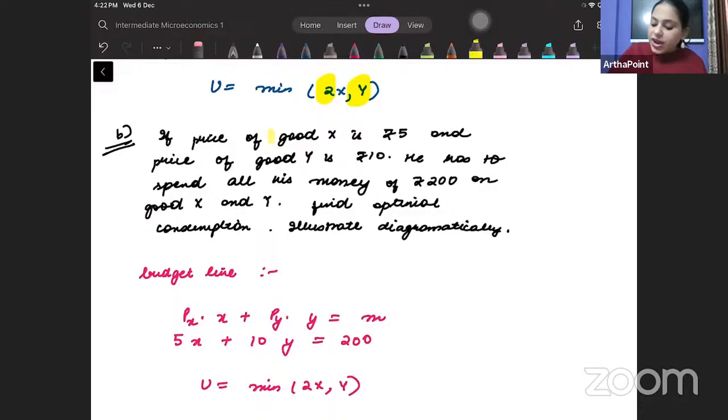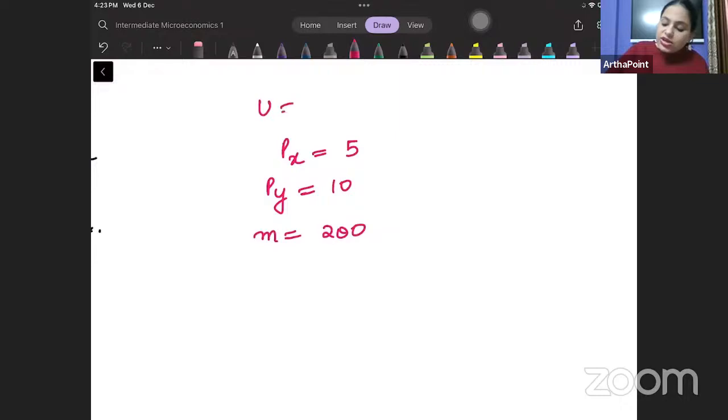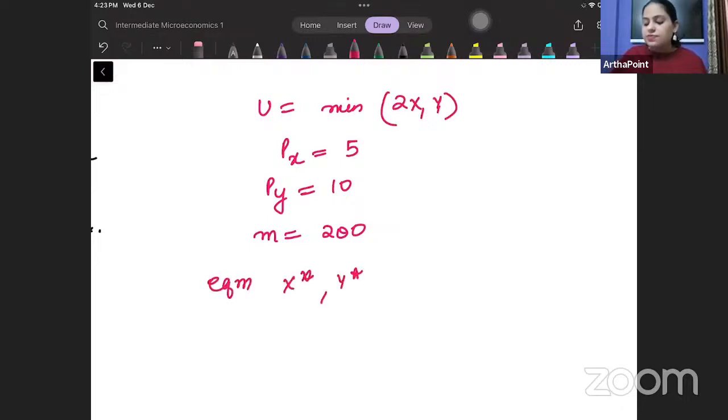अब ये कह रहा है price of good X is 5. Price of good Y is 10. Income is 200. Find equilibrium. क्या बोले बेटा? Price of good X is 5. Price of good Y is 10. Income is 200. Utility function I have written. It is saying find equilibrium X star Y star.